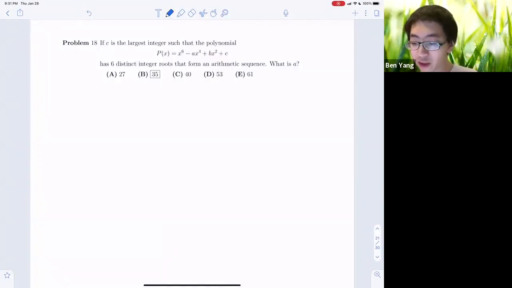So C is the largest integer such that the polynomial p(x) is equal to x to the 6 minus a times x to the 4 plus bx squared plus c has 6 distinct integer roots that form an arithmetic sequence. So first of all, this polynomial only has even order terms. So that means if t is a root, then minus t is also a root.